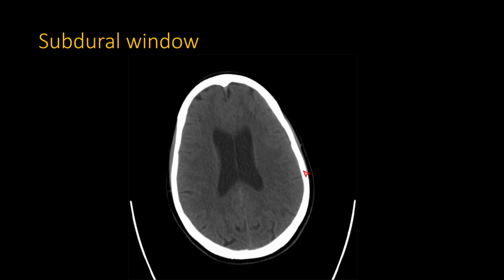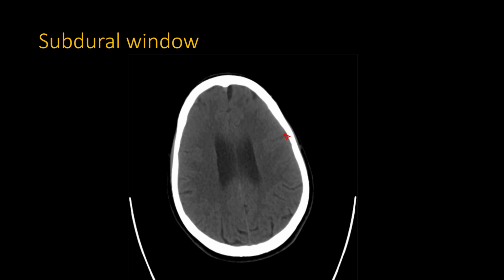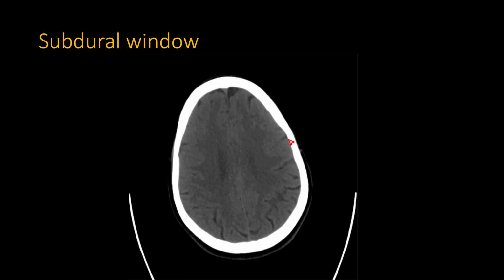Then I look at subdural windows. Now, subdural windows, if you look at the window settings here, you basically want to increase your window width to about 200 and then move up your center a little bit higher to about 80. What this does is it makes the inner margin of the bone a little bit less dense, and as a result, very thin subdurals that are touching the bone get accentuated.